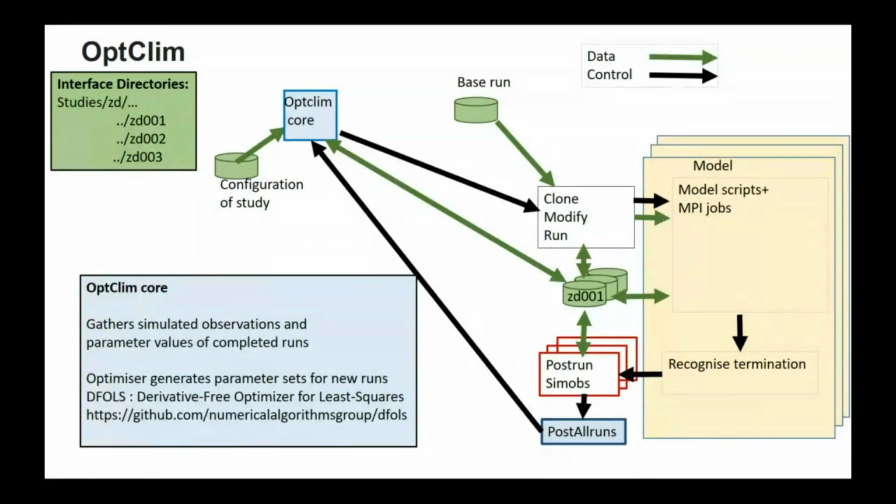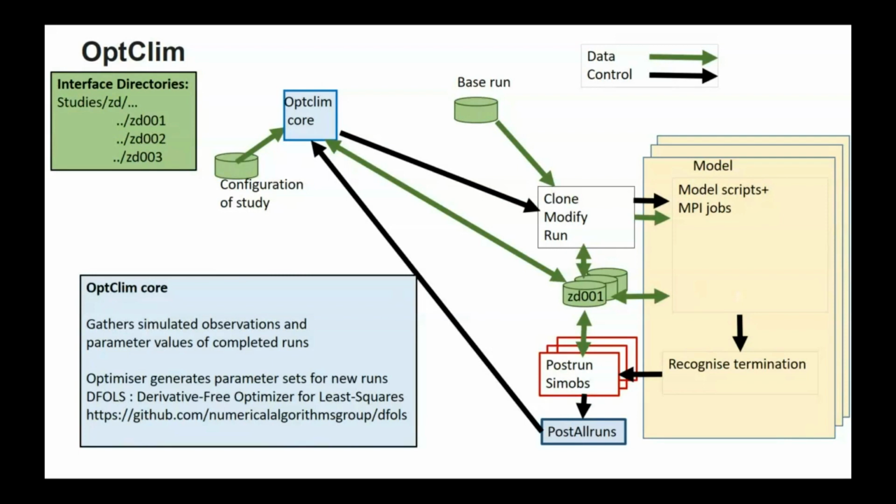The OPTCLIM core then gathers the simulated observations and parameter values from all the completed runs and generates new parameter sets. And it does it using an optimization software called DFOLS, which was generated by Coralia Cartis and colleagues at Oxford. And that's the link for it. I realized that I didn't have that link in the project report, so I apologize.